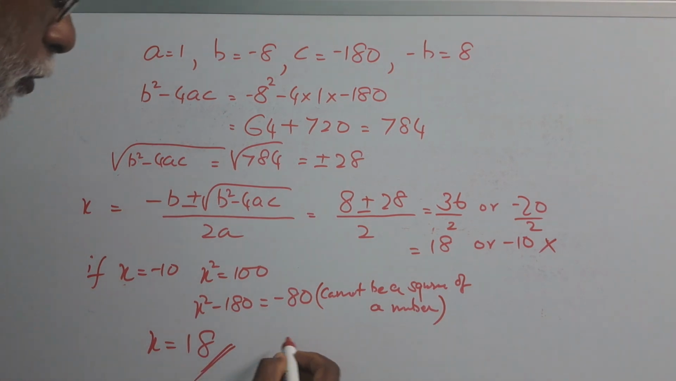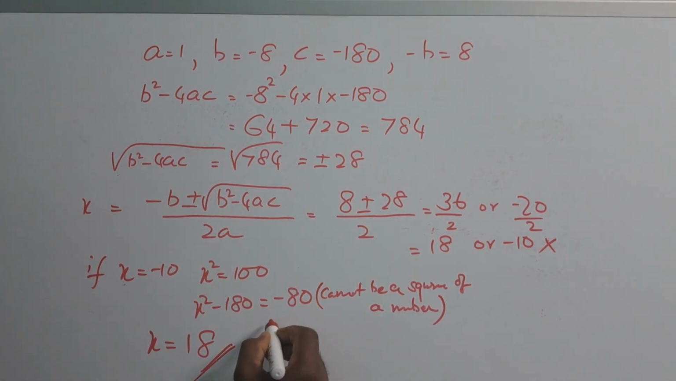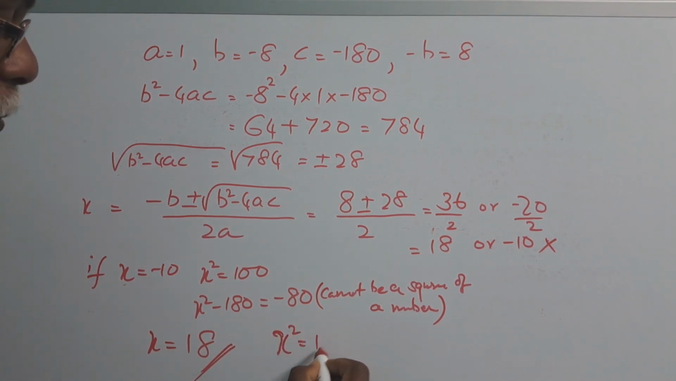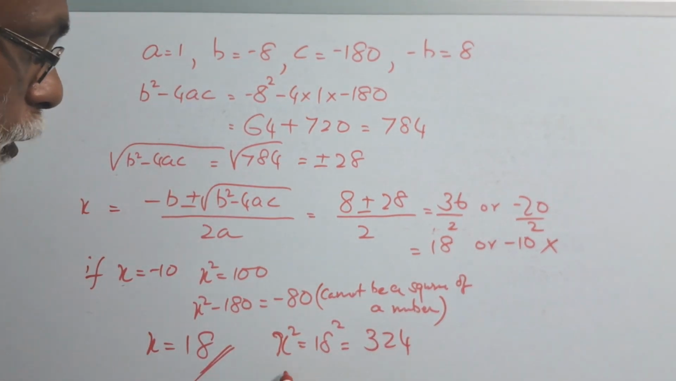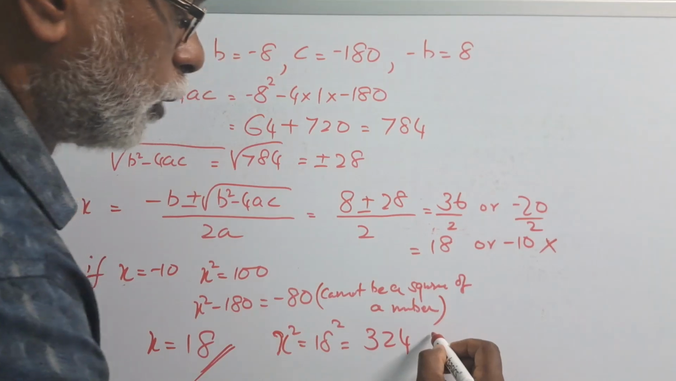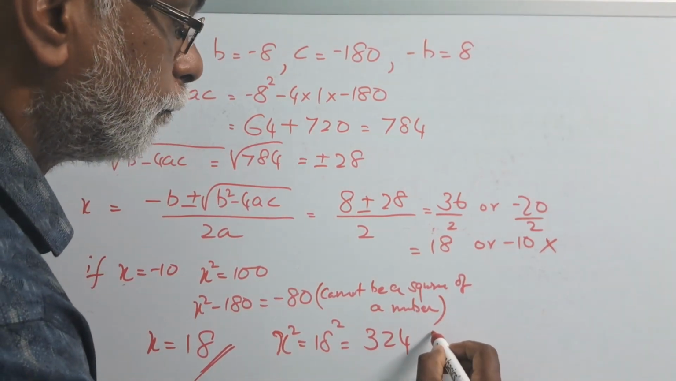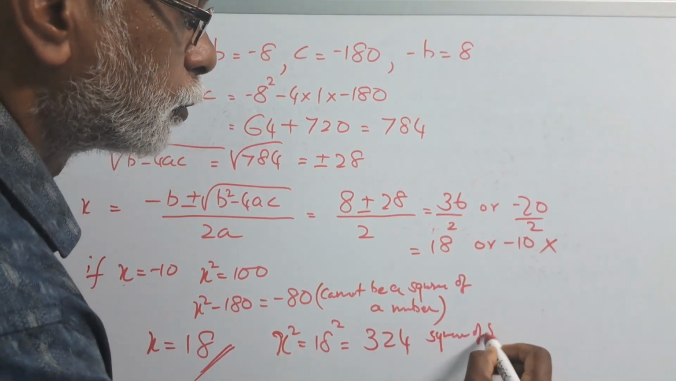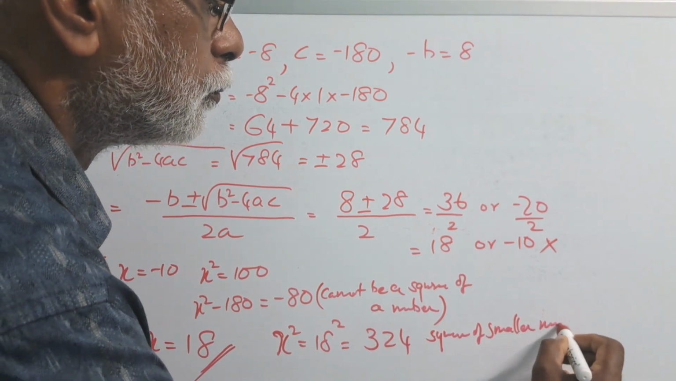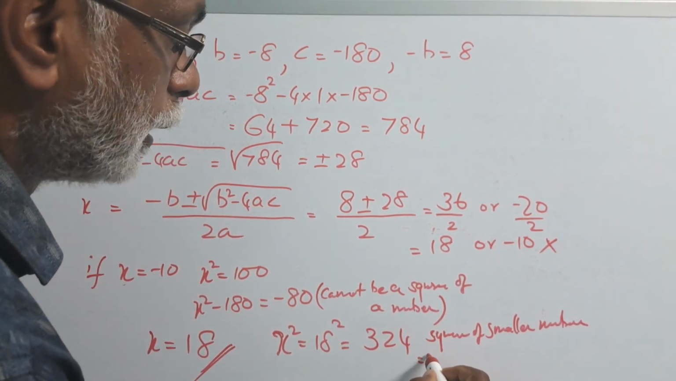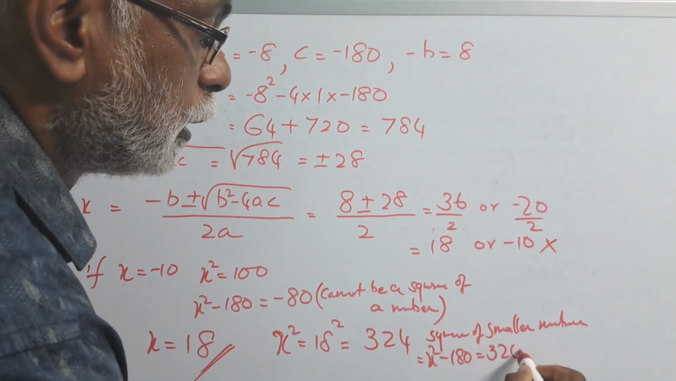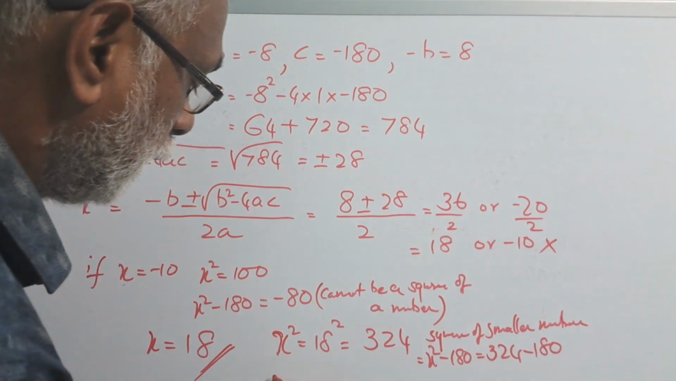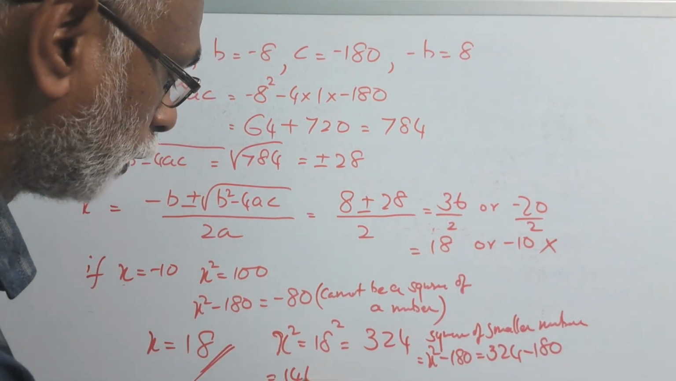Now, 18 square is x square. Square of the larger number is 18 square. x square is equal to 18 square is equal to 324. Then the square of the smaller number equals x square minus 180 equals 324 minus 180 equals 144.